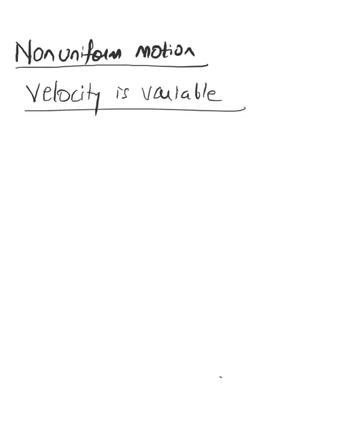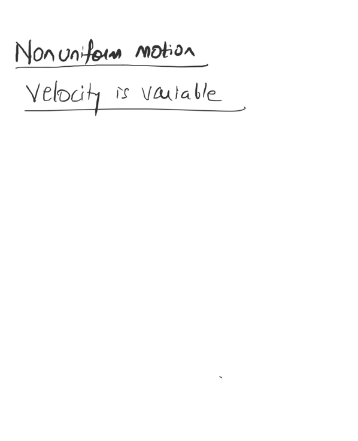Non-uniform motion. Non-uniform motion is of so many types. The indicator for a non-uniform motion is that the velocity is not constant. Velocity is variable. Whenever velocity is variable, that kind of motion is called non-uniform motion. But there are several different varieties of non-uniform motion.